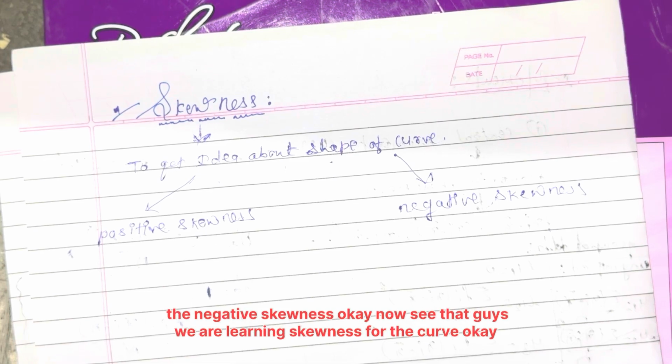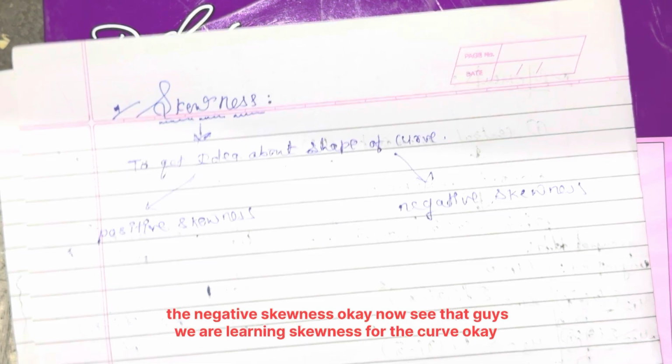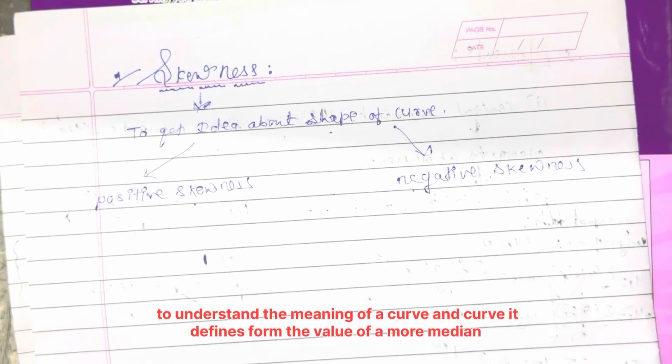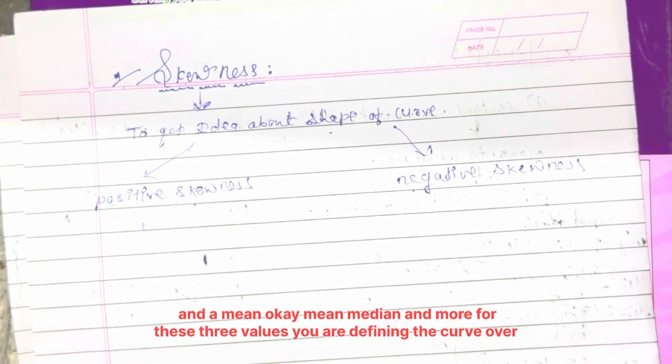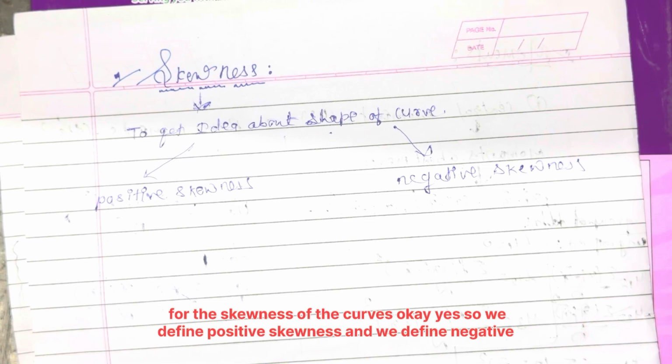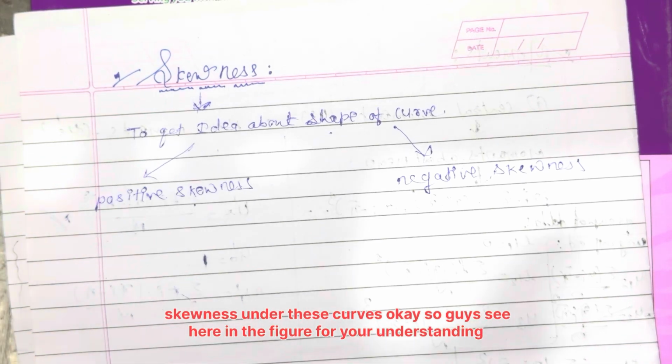Now see, guys, we are learning skewness for the curve. To understand the meaning of a curve, it is defined from the values of mode, median and mean. For these three values, we are defining the curve. Let me draw two simple diagrams so that you can visualize the skewness of the curves. We define positive skewness and negative skewness under these curves.